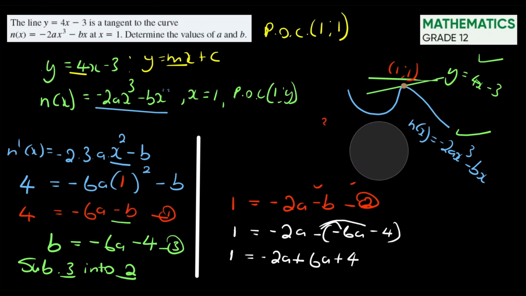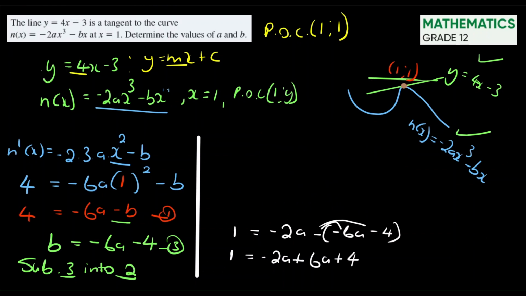Then what do we do next? Just use a clever technique of identifying the like terms with the sign in front of them, and just take the 4 to the other side of the equation. We're going to have negative 4 plus 1 is equal to negative 2a plus 6a. It will give us 4a. Negative 4 plus 1 gives us negative 3 is equal to 4a. Remember, we're solving for a. We divide both sides by 4, which will give us negative 3 over 4 to be our a value.